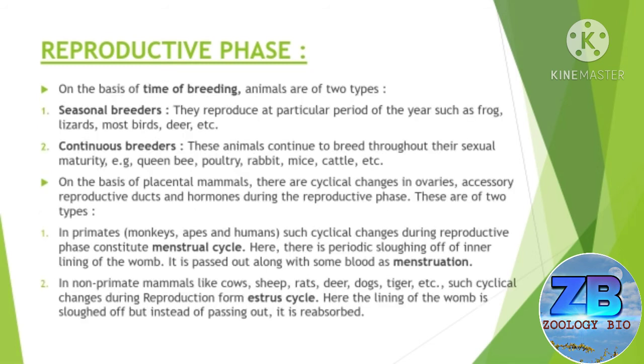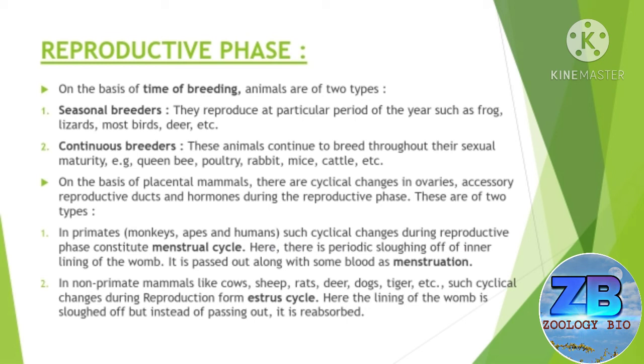In the reproductive phase, on the basis of timing of breeding, animals are of two types. The first one is seasonal breeders. They reproduce at a particular period of the year, such as frogs, lizards, most birds, deer, etc. The second one is continuous breeders. These animals continue to breed throughout their sexual maturity. Examples: queen bee, poultry, rabbit, mice, cattle, etc.